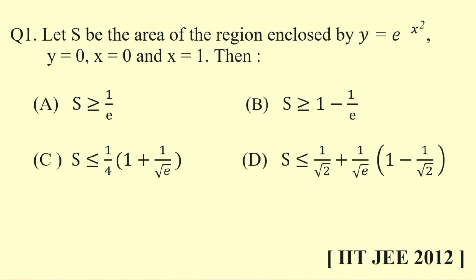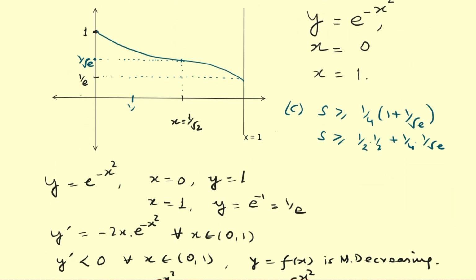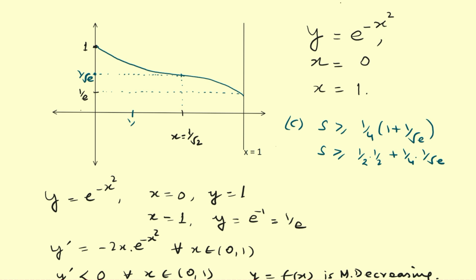Finally, we go over to the fourth option which says S is less than or equal to this big expression. Again, this expression can be broken up into areas in the graph as we have done earlier. The first term is 1 by root 2 and the second is 1 by root e times 1 minus 1 by root 2. So if you look at the graph, 1 by root 2 is the region whose height is 1 and width is 1 by root 2. So this region is 1 into 1 by root 2. This is the first area. 1 by root 2 is the area of this region.